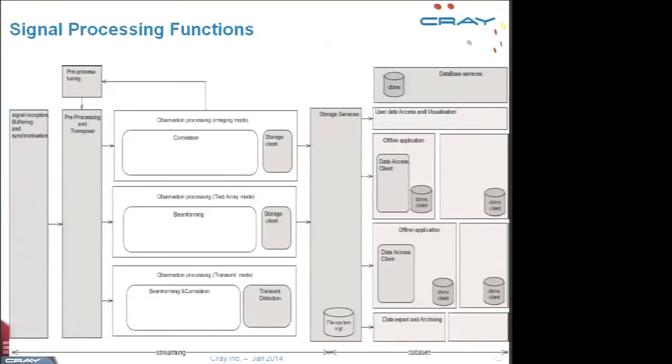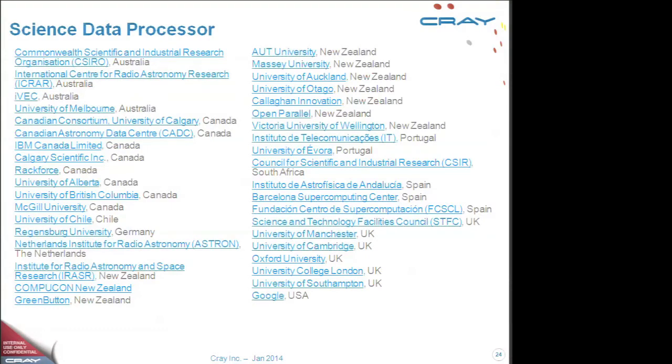This is, from a software perspective, a little bit like what the correlator looks like. And what you'll see here is that it's streaming, and there are multiple streams at different frequencies being processed simultaneously. At the end of the correlation part, it's written to storage and also transmitted at the same time. So here's the science data processor consortium.